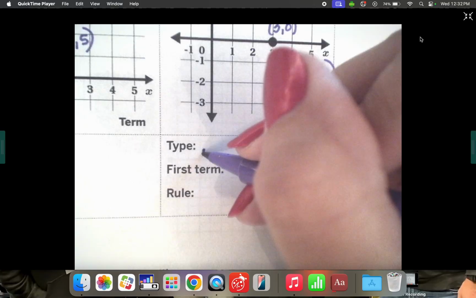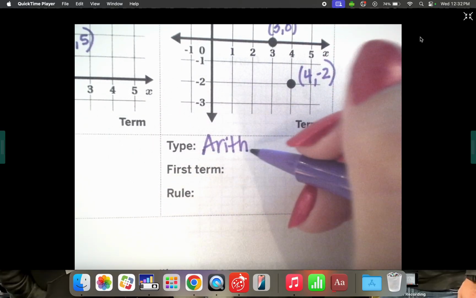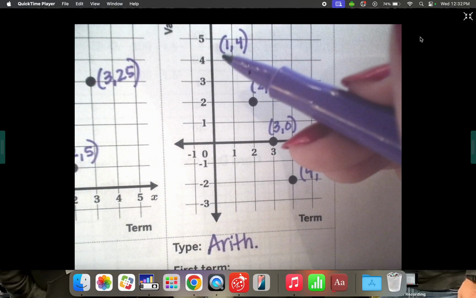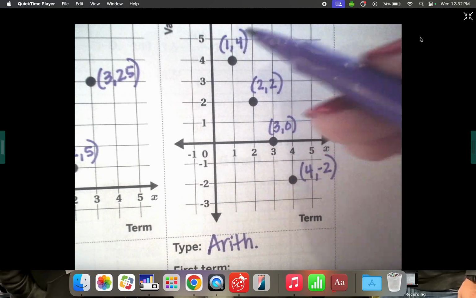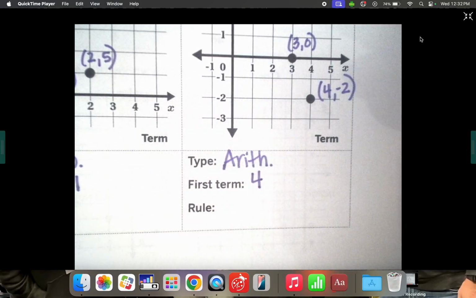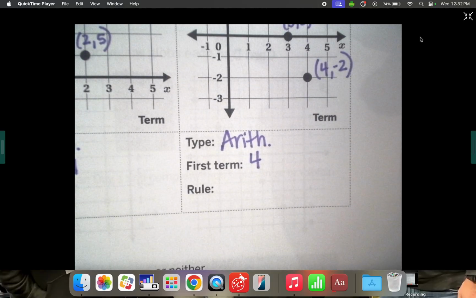So that means the type is arithmetic. The first term is 4, because at 1 we had 4, so the first term was 4. And the rule is subtract 2.